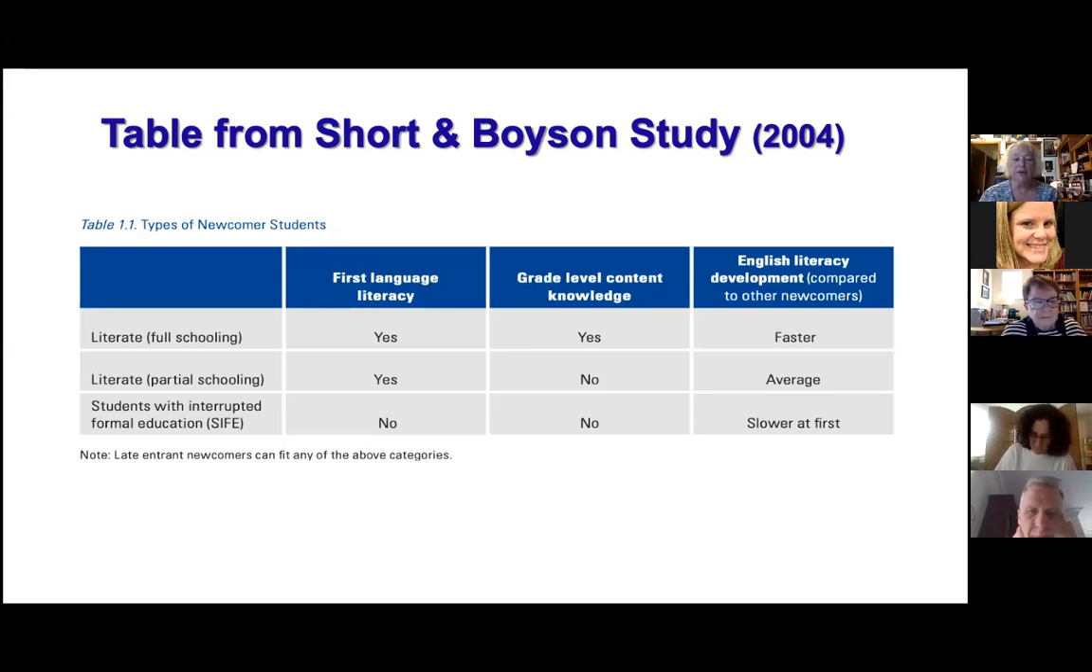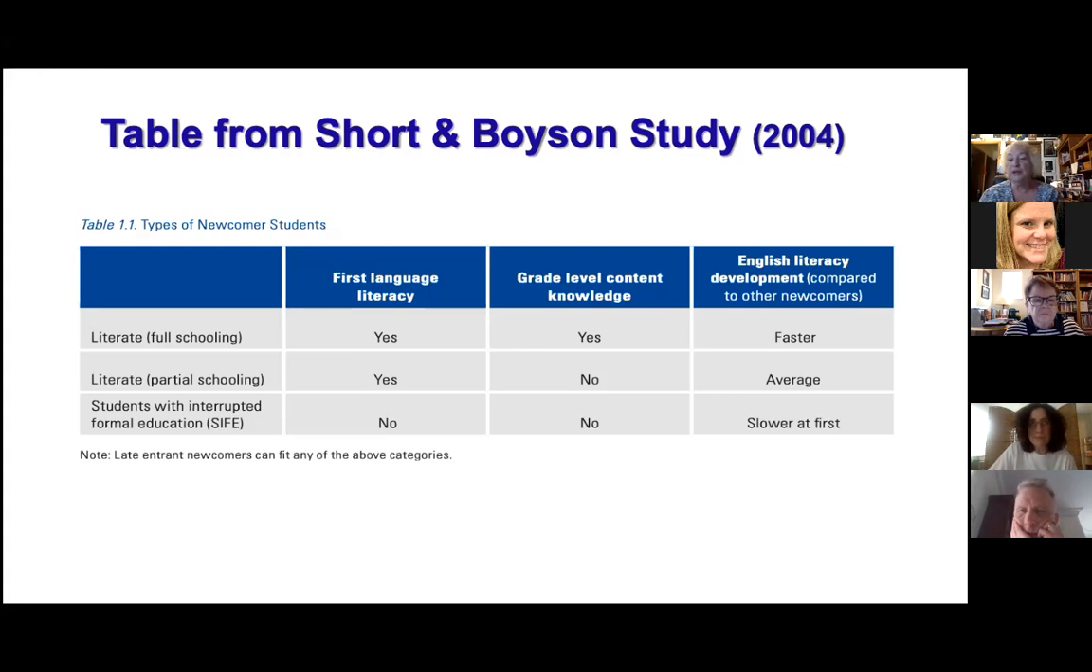But the third category are the SIFE. And these are kids who often do not have much, if any, first language literacy. They obviously speak their home language, but they may have very little experience in reading and writing it. They may have been to school for 2, 3, 4 years, and then for whatever reason had to leave. And we're going to talk about some of those reasons in a minute. Because of that, they're probably not on track with grade level content as well, especially math. So these students not only need help with English and literacy, but they need help with math.